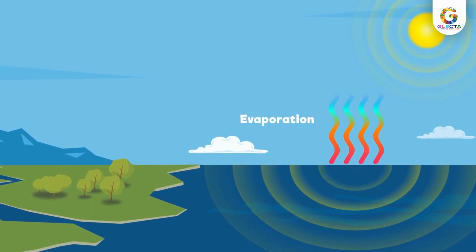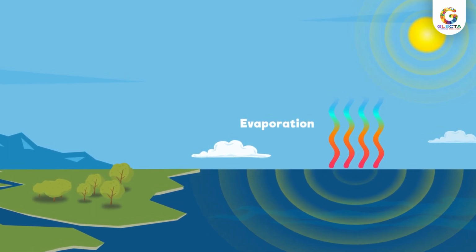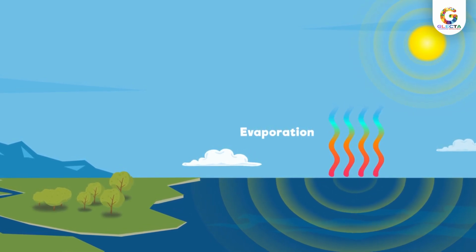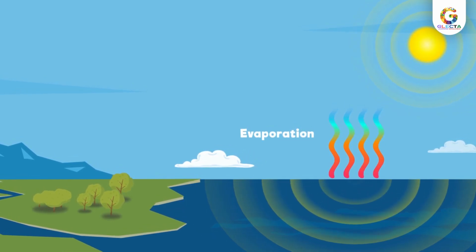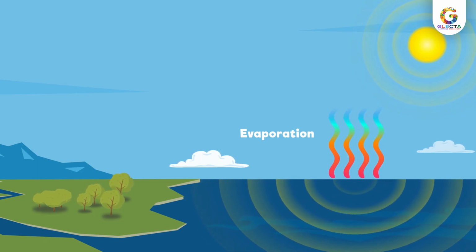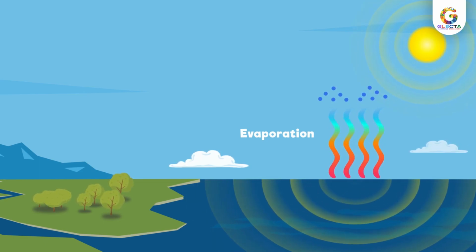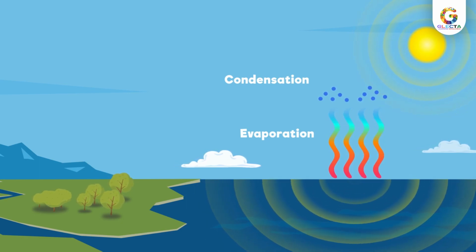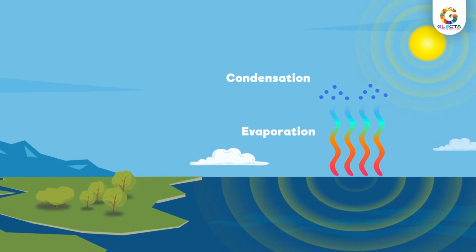Because gases are lighter than liquids, water vapor rises up into the sky, and the further you move up and away from the Earth's surface, the colder the temperature gets. So in the sky, the water vapor cools and changes back into tiny water droplets. This change is called condensation, and is the opposite of evaporation.